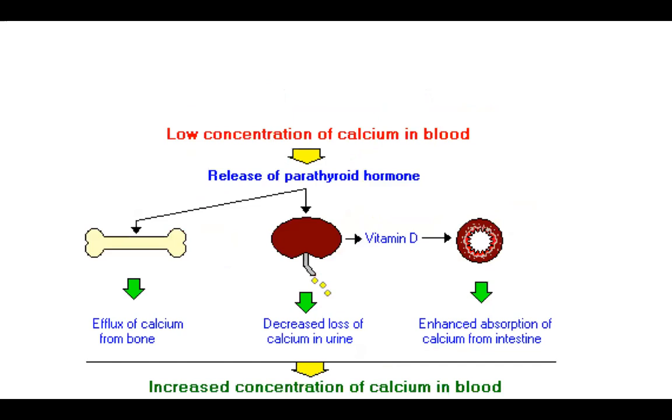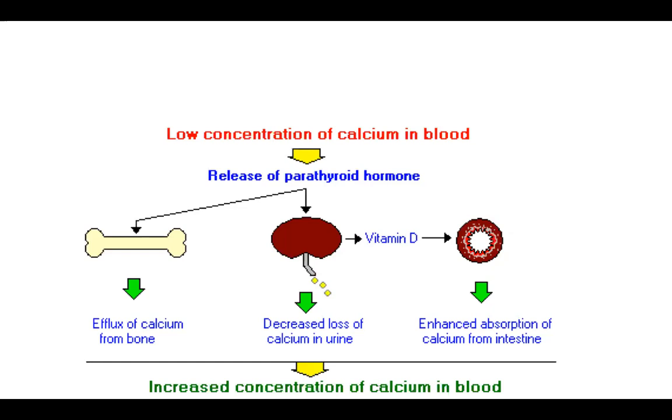This diagram shows you how the parathyroid hormone is released. The parathyroid hormone is released in response to a low concentration of calcium in the blood. The low concentration of calcium makes the parathyroid gland release more parathyroid hormone. As a result, this hormone acts upon 3 organs, as I told you earlier: the bone, the kidneys, and the intestines.